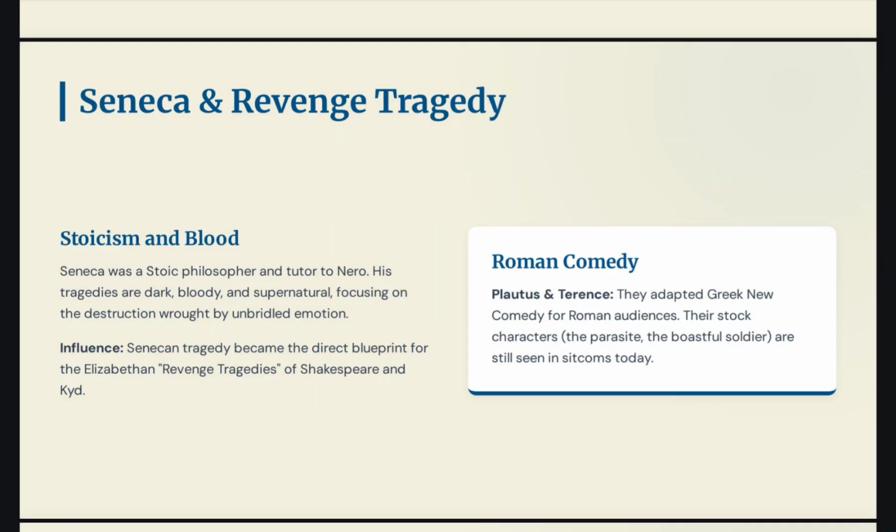And his most important work is Thyestes. Seneca influenced Renaissance revenge tragedy, just connected to Shakespeare. Without Seneca, Hamlet, Titus Andronicus, and The Spanish Tragedy would look very different. You have to remember, Seneca equals blood and revenge.